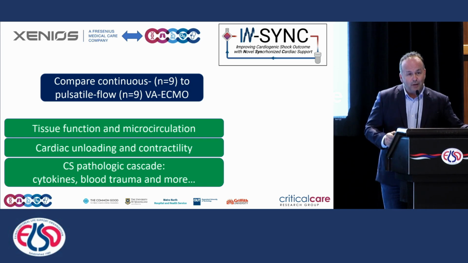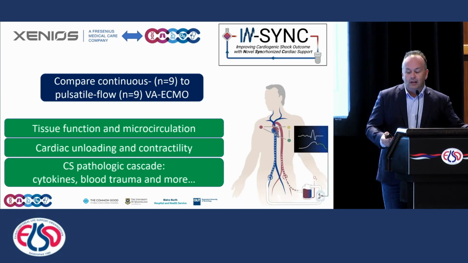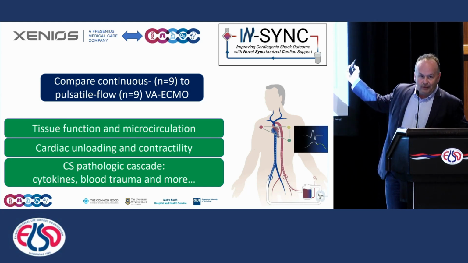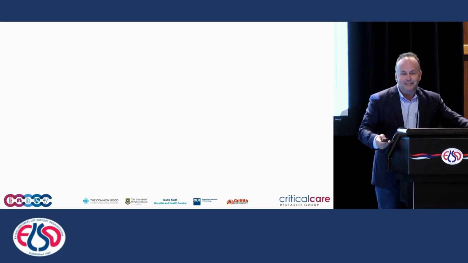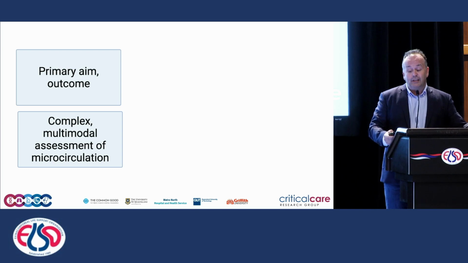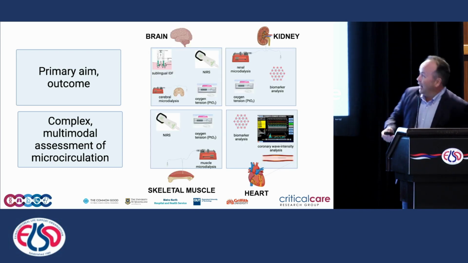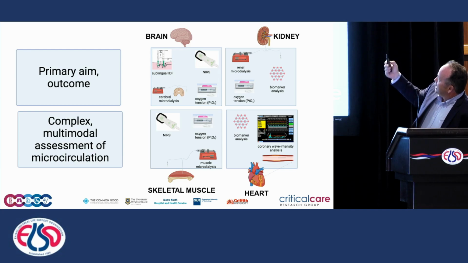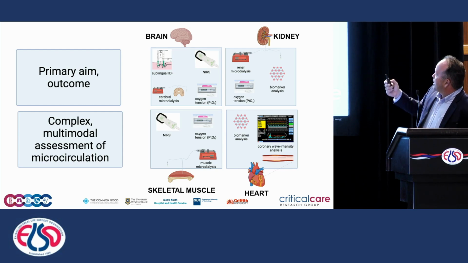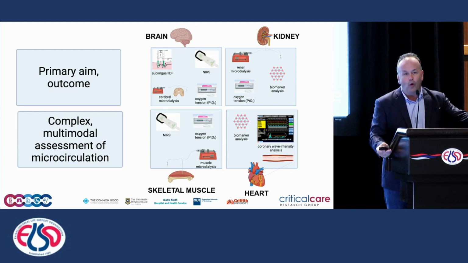So really what we're doing now is a randomized control study of pulsatile versus non-pulsatile ECMO in an EF 20% model, looking at this microcirculation, cardiac unloading, and the biological cascade. Silver's very proud of that cartoon, so I'll just leave that up for 1 second so you can see it. The primary aim is to look at the microcirculation in different ways. I won't go through it at length, but SDF, NIRS, cerebral microdialysis, and oxygen tension in the brain. In the kidney, renal microdialysis, biomarkers. In the skeletal muscle, tissue oxygen tension PO2 probes, NIRS, and also biomarkers. We're doing a huge number of different things, so it's a very complex study.